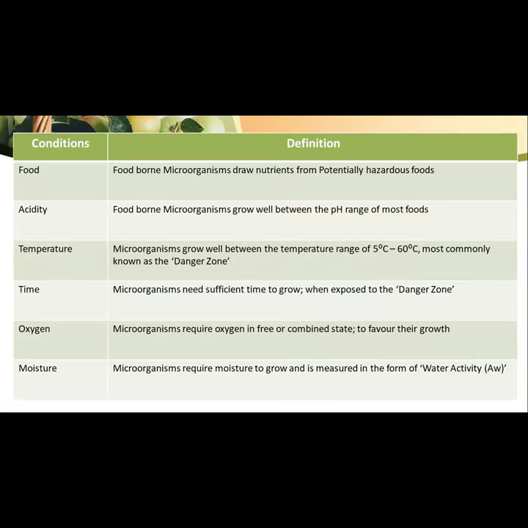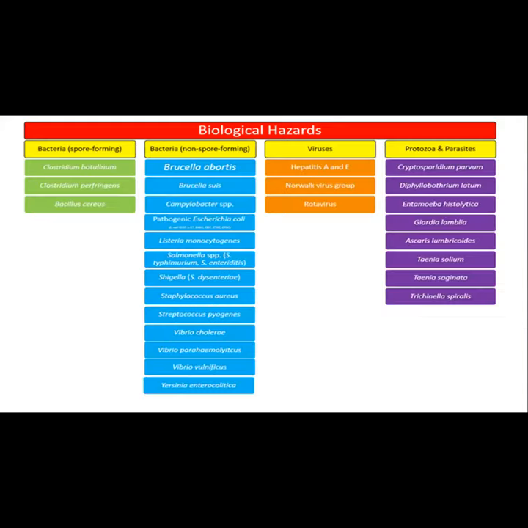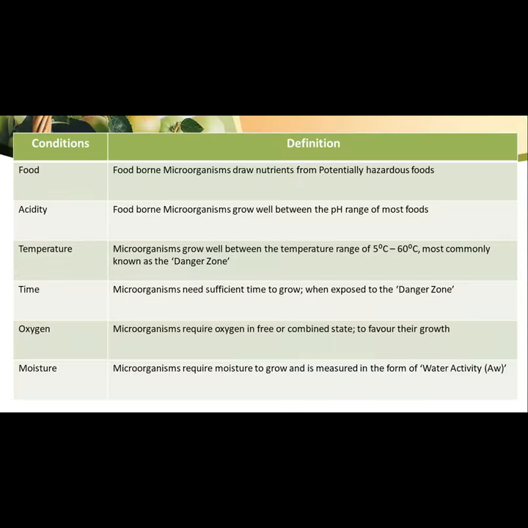So what are the things to control biological hazards? To grow any microorganism in food, there are some requirements, which we can define as FATTOM, F-A-T-T-O-M. If any microorganism is present in the food, it needs food for its growth. Food is already there because it's a food product, so they can grow.